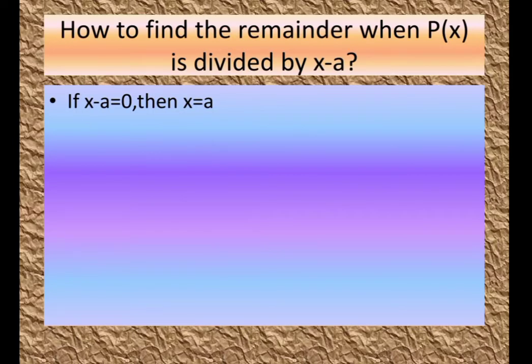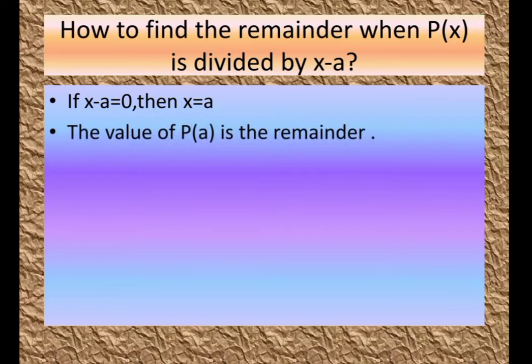How to find the remainder when p of x is divided by x minus a? In the place of x minus a, it can be x minus 5 or x minus 3 or x minus 5 by 2, anything. Whatever is given here, we need to equate it to 0 and get the value of x. After getting the value of x, we need to find p of a. That is, replace x by a and get the answer. That value is called the remainder.